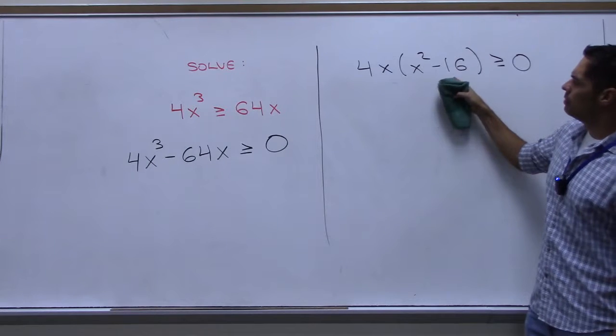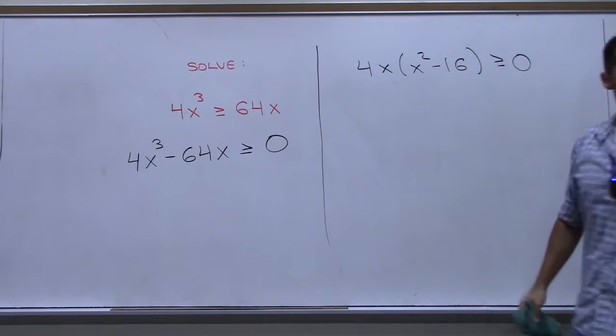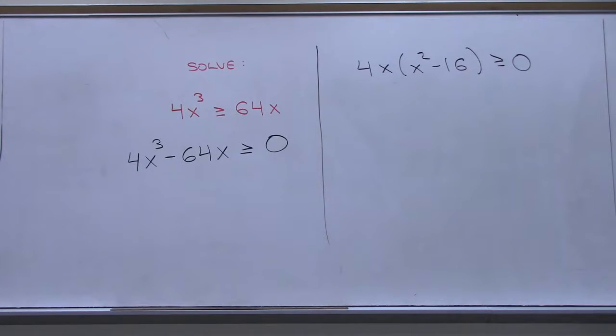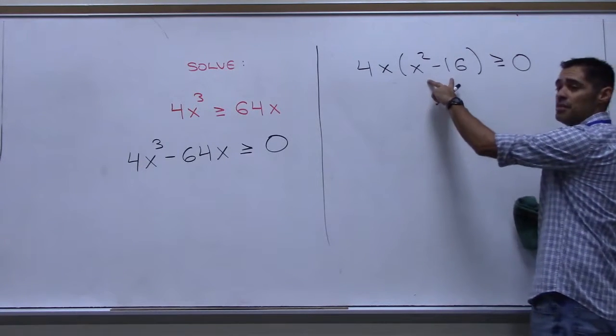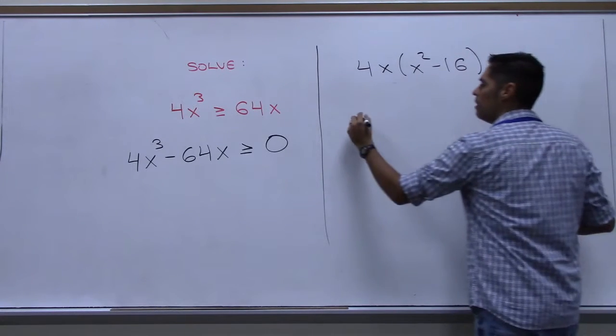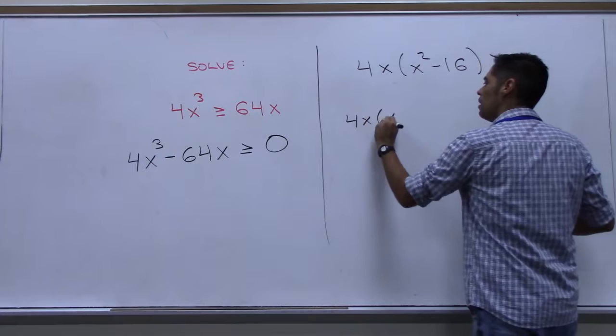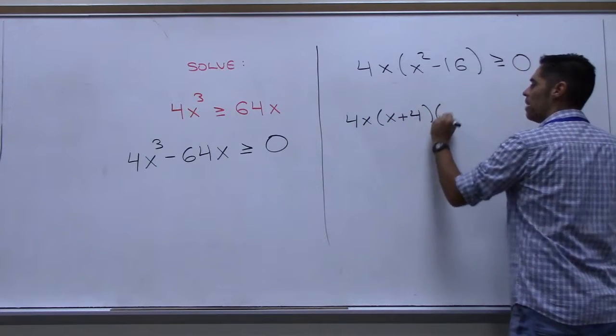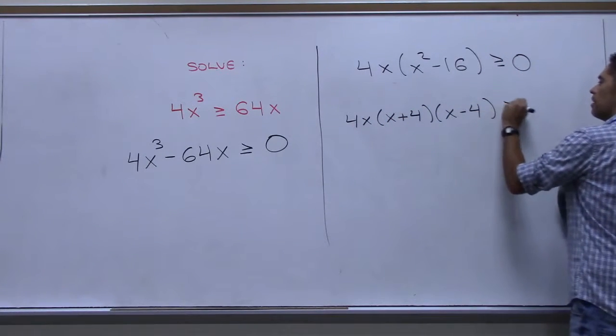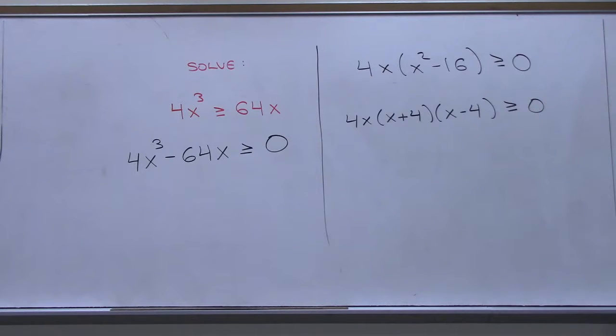x plus 4 times x minus 4. Yeah, because that'd be 4x. That's right. x plus 4 and then x minus 4. So now you're also seeing this as a difference of squares. So 4x times (x plus 4) times (x minus 4) is greater than or equal to 0. I totally agree with everything that's been done. This is okay.